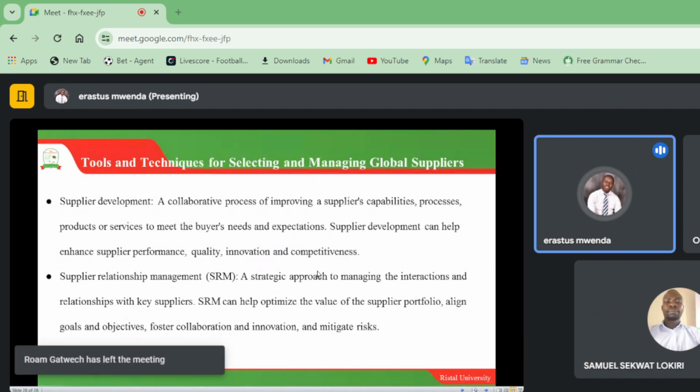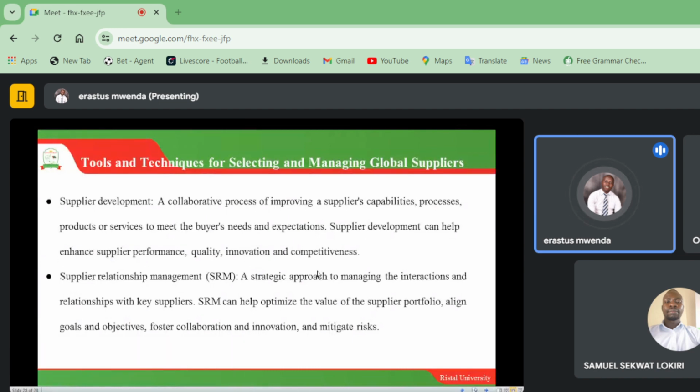So it's not about me going to an international space and getting my item and coming back. It is also about the question of the relationship. What relationship have you created with your suppliers? In the sense that in the long run, you can also foster collaboration and innovation and be able to mitigate any other kinds of risks.